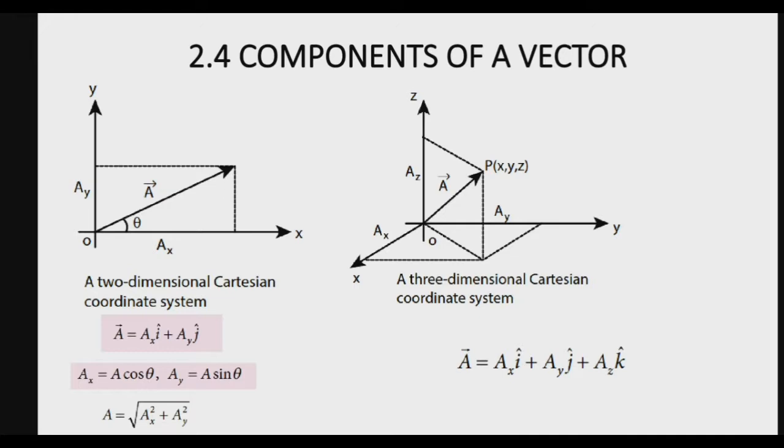In a two-dimensional Cartesian coordinate system, the vector A is given by A vector is equal to Ax i cap plus Ay j cap. If A vector makes an angle theta with x-axis, and Ax and Ay are the components of A vector along x-axis and y-axis respectively, Ax is equal to A cos theta, Ay is equal to A sin theta. So A is equal to root of Ax squared plus Ay squared.